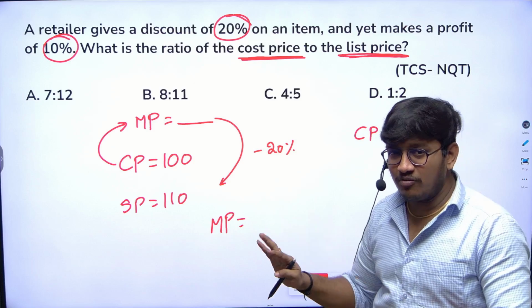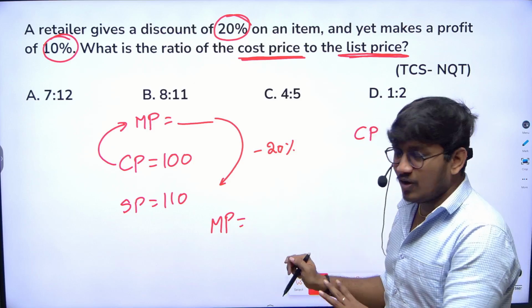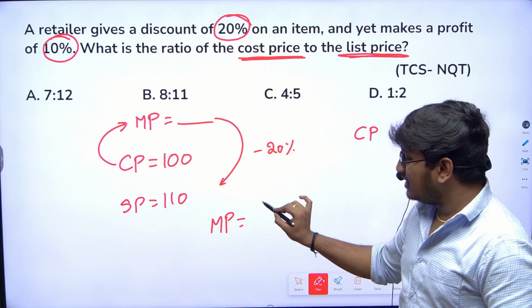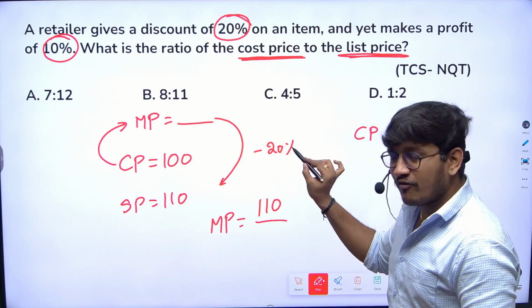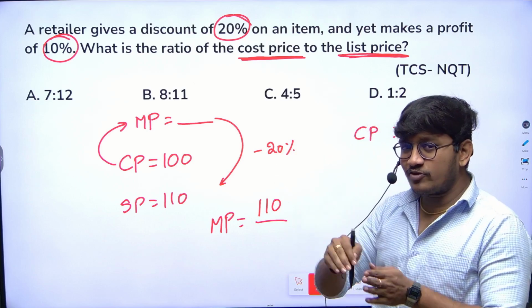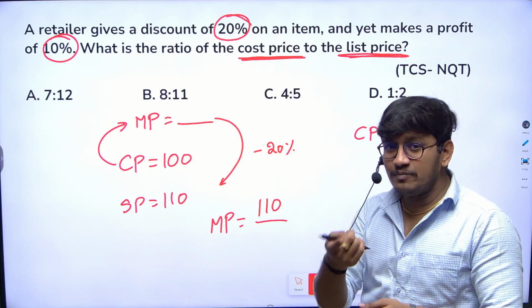This is not the formula. This is the easiest way to understand the logic. So the market price is nothing but the selling price divided by the discount factor. A discount of 20% is given. When a discount of 20% is removed from 100, 80% is left.